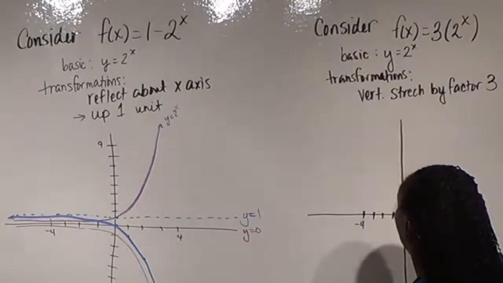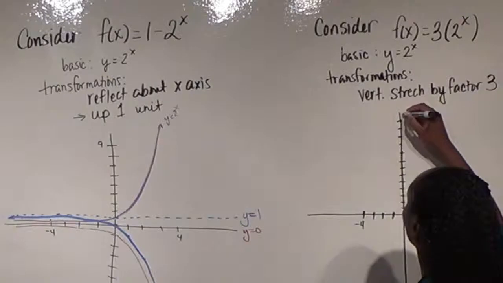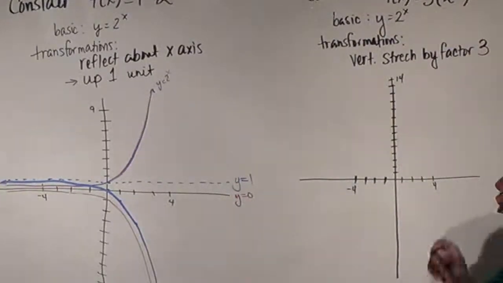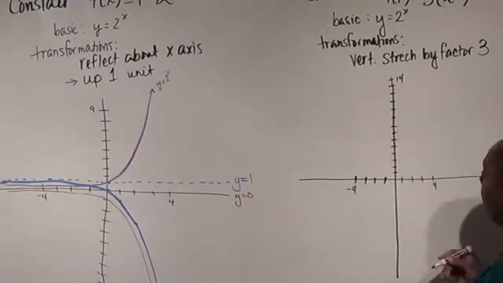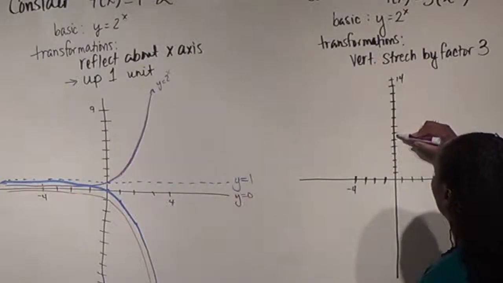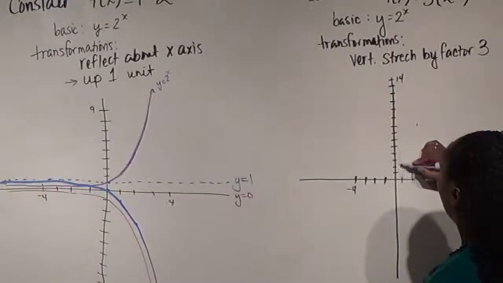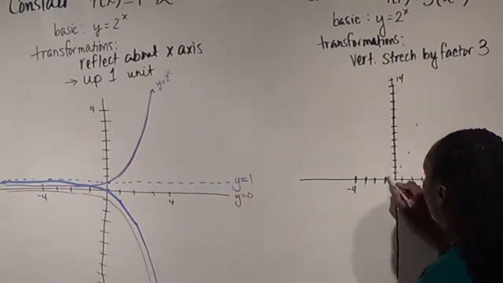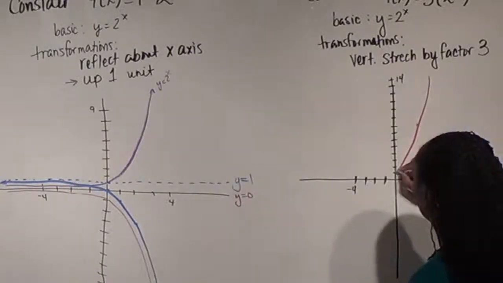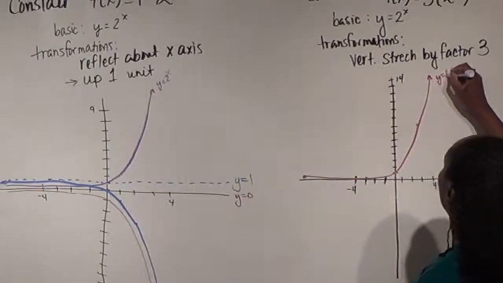So here, this is going to change very quickly, so we'll just do a couple of the same points. So at 3 we were at 8, 2 we were at 4, 1 we were at 2, 0, a half, a fourth, etc. So here is our y equals 2 to the x again.